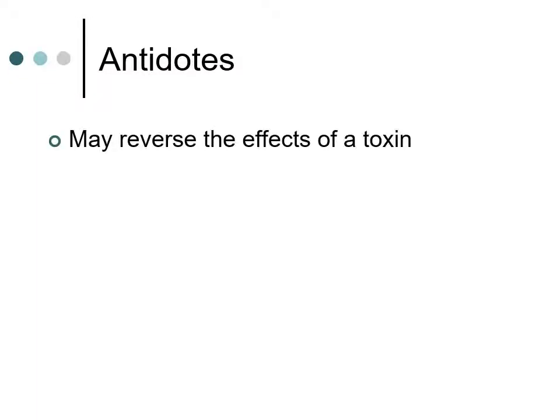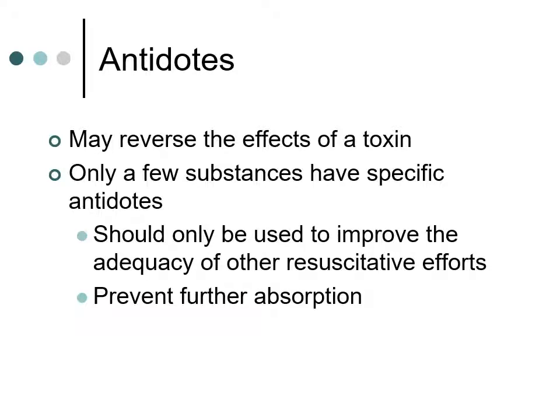So again, antidotes typically either halt the progression of disease in a lot of cases, or they will reverse the effects of a toxin. The grand majority of substances out there do not have an antidote. We'll talk about specific examples where they do have antidotes a little bit later, but just know that all of them have certain indications on when to give them, and it's important to understand when to use them and when not to use them.